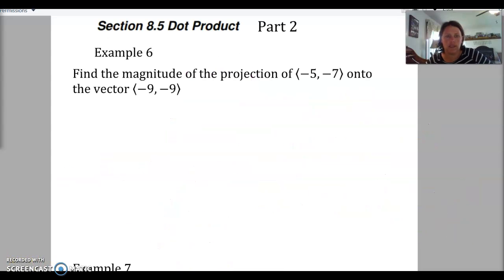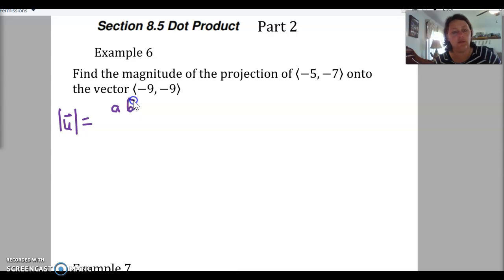Okay, next we're going to skip to example 6. So find the magnitude of the projection of negative 5, negative 7 onto the vector negative 9, negative 9. So we want the magnitude of the projection. I am just going to denote that as the magnitude of vector u, saying that vector u represents my projection.